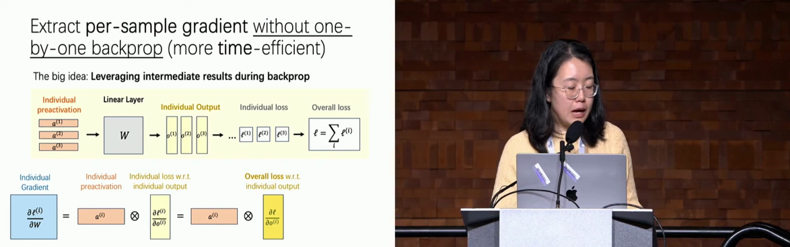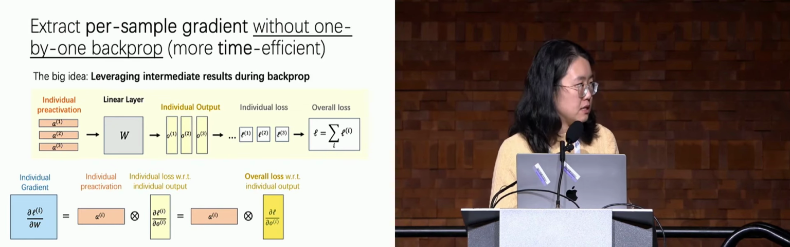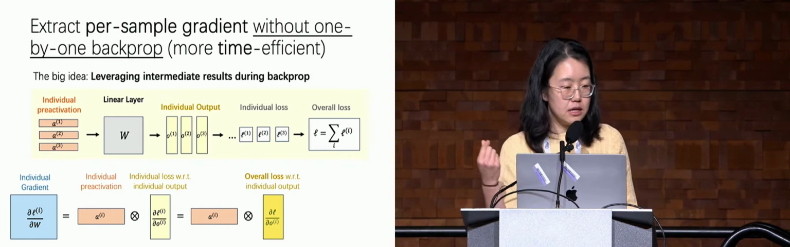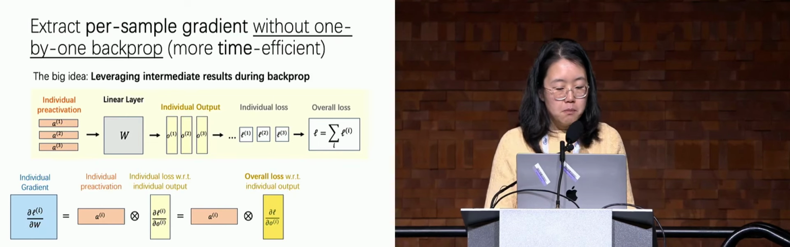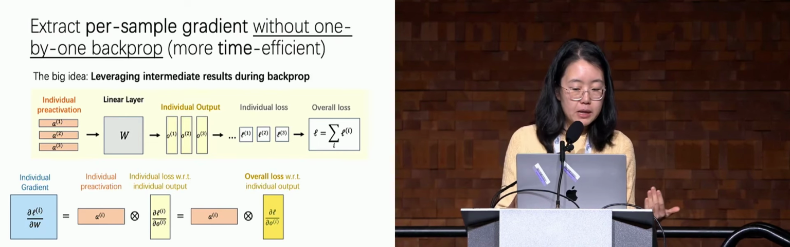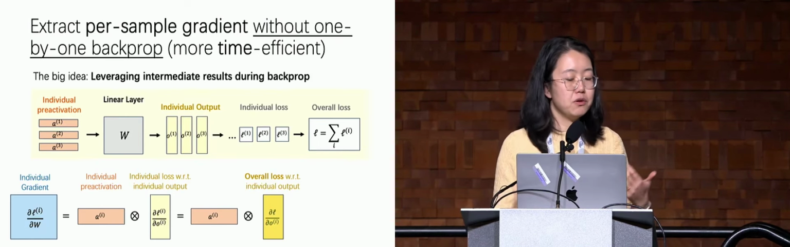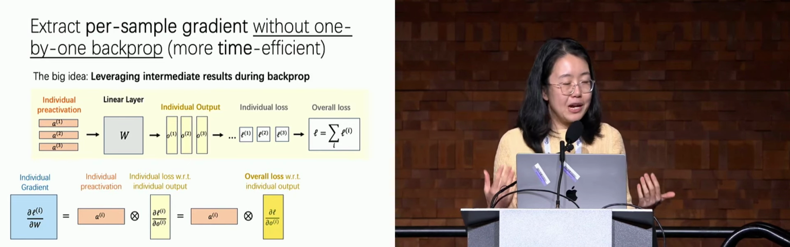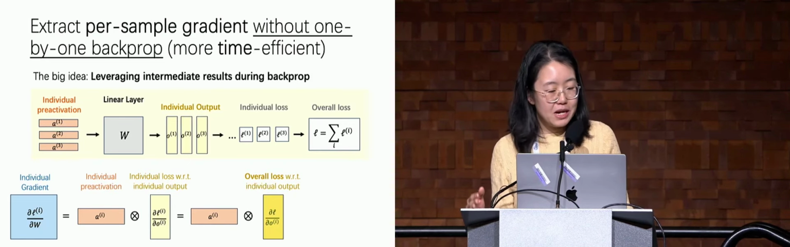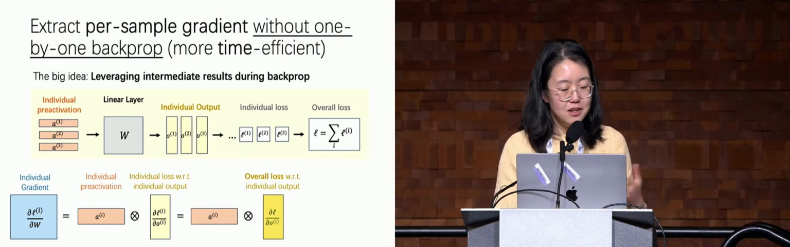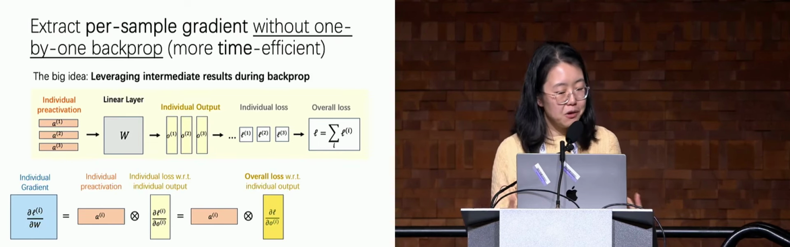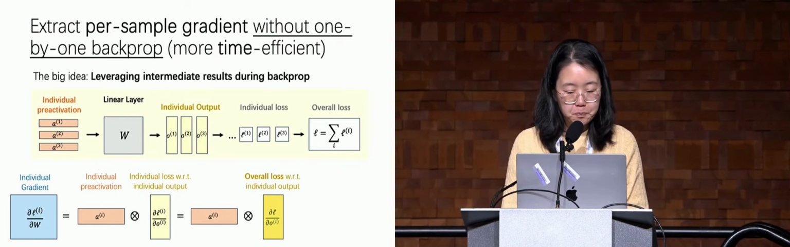I want to highlight here that the loss is defined over that specific sample. But the challenge is that in backpropagation, we actually only have the aggregate gradient over the entire batch. So how can we calculate this quantity with the aggregate gradient over the batch?